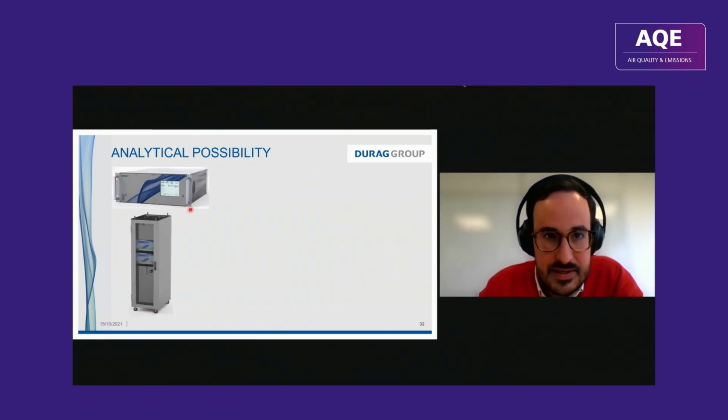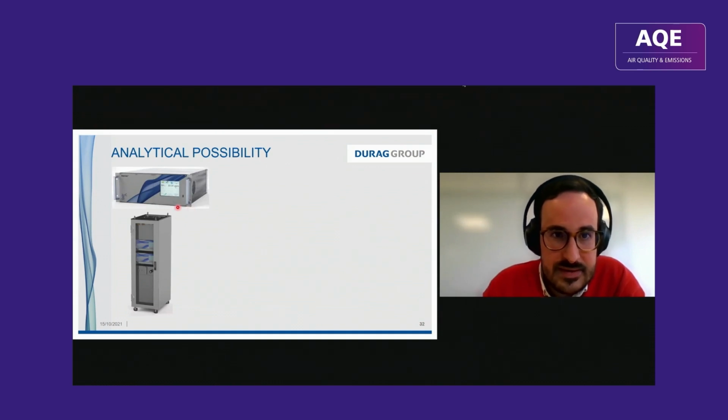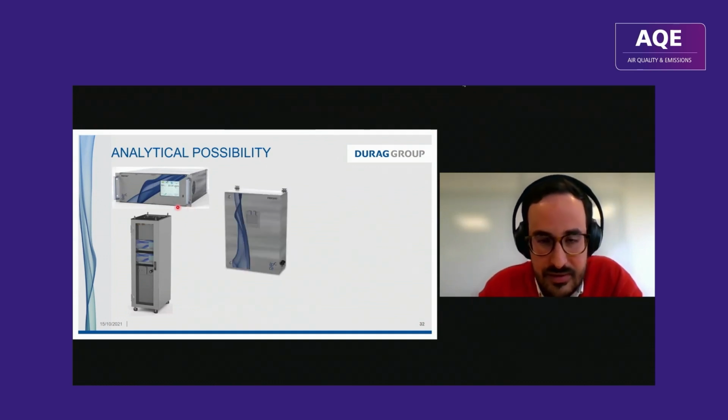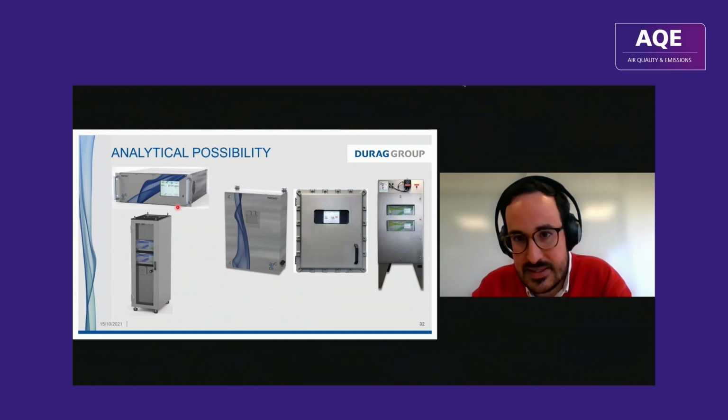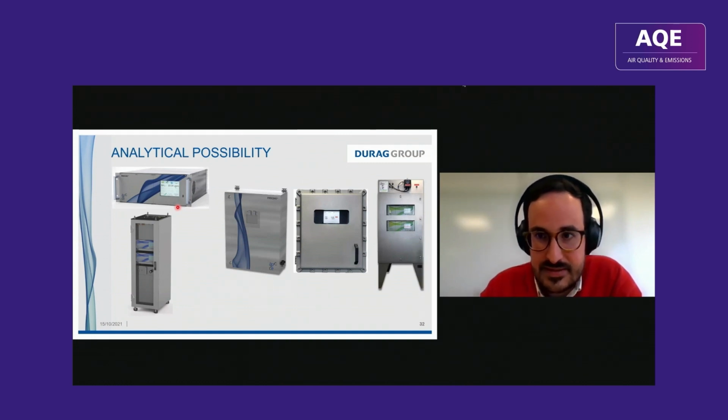And in terms of integration, the standard will be a rack mounted unit, but we now have a more industrial integration, like wall mounted units, ATEX Zone 1 systems, EXD and EXP, and also ATEX cabinets.